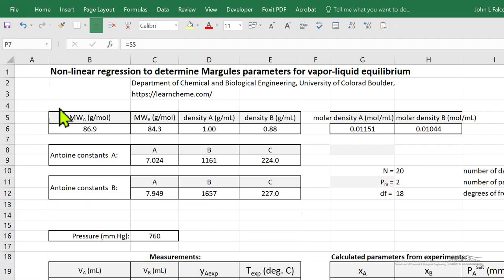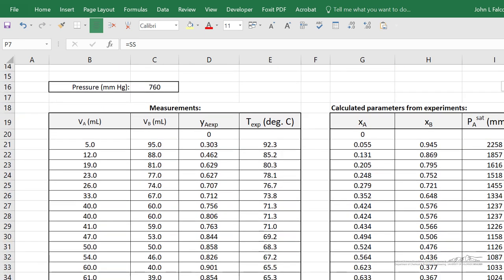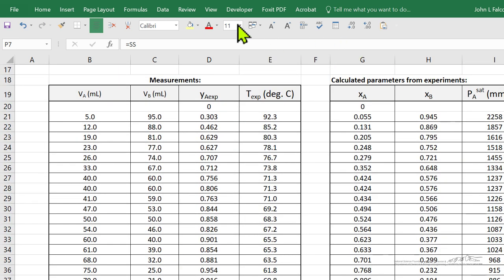So here's the spreadsheet where we have properties of the two components, A and B, their Antoine equation, and we calculate their molar densities, pressure of the system, 760 millimeters of mercury, and then here are our measurements. So we carry out the measurements by mixing together different ratios, different volumes of components A and B to total 100 milliliters. And then we measure the mole fraction of A that's in the vapor phase.